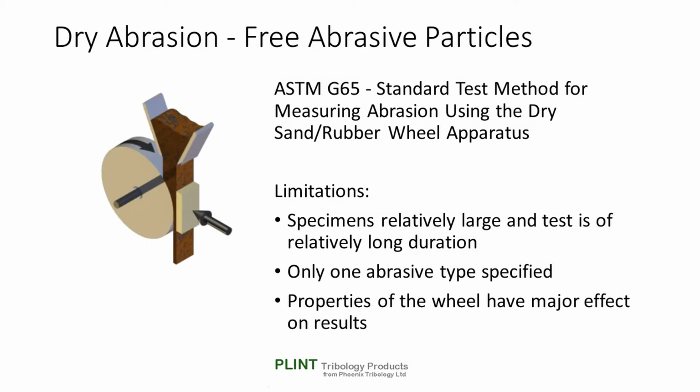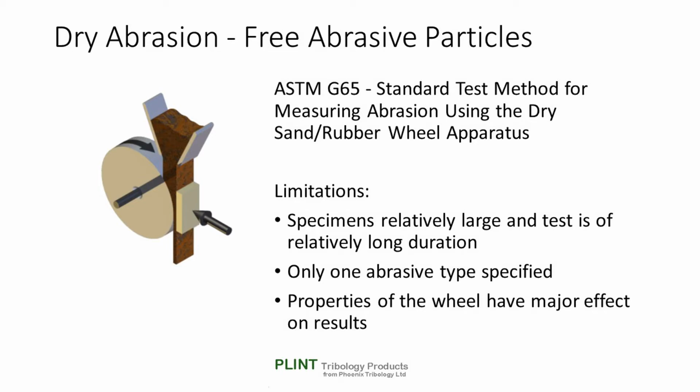The most widely used test is ASTM G65, standard test method for measuring abrasion using the dry sand rubber wheel apparatus. In this test, a sample is pressed against a rubber-rimmed wheel as silica abrasive is fed from a hopper via a nozzle above the converging inlet between the sample and the wheel.